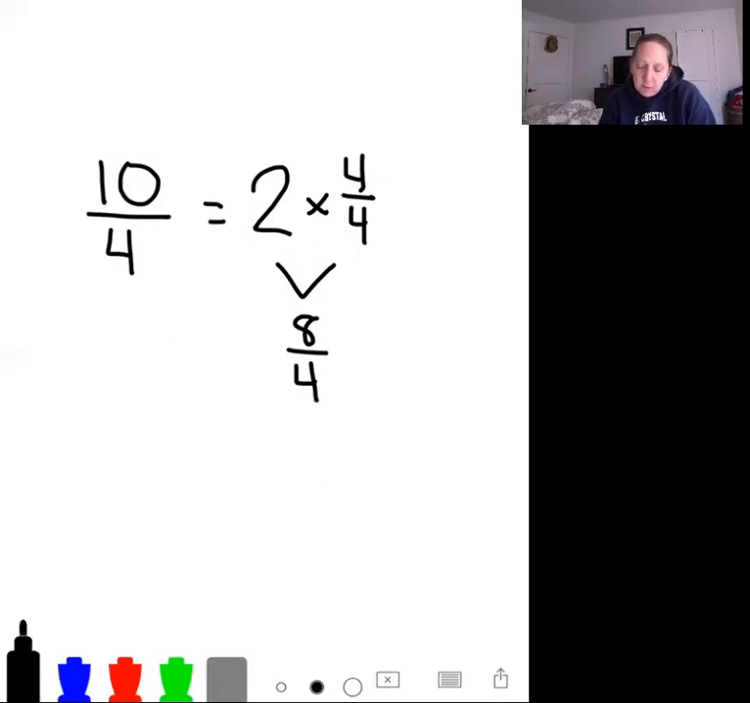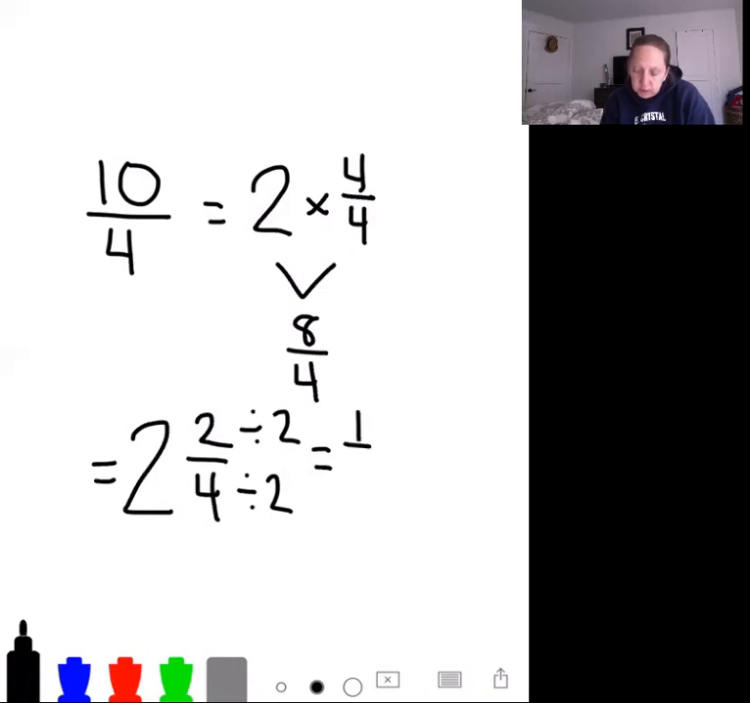If I'm at 10/4 and I'm taking away 8/4, how much do you have left? 2/4. So it will equal 2 and 2/4. Now this is where I'm going to need you to remember that both the 2 and the 4, your numerator and denominator, can be divided by 2, because they both have a factor of 2. So 2 divided by 2 is 1. 4 divided by 2 is 2. So you get a half. So really your answer is 2 and a half.